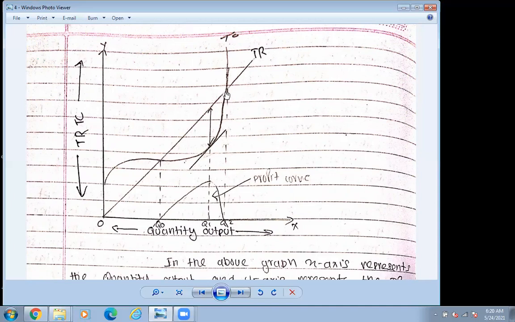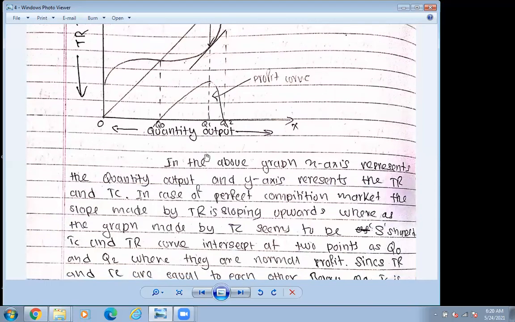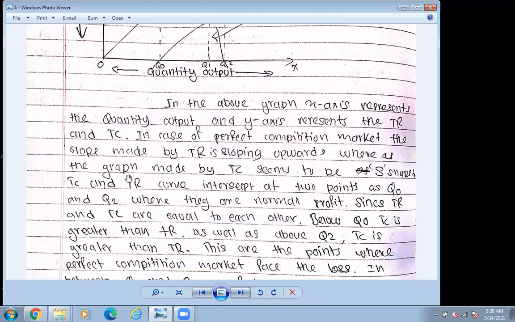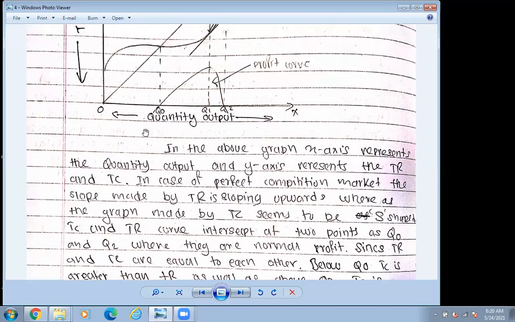So this is the point where you call it an equilibrium point, जहाँ तिमीहरुको प्रॉफिट पनि छैन लस पनि छैन. अनि यो पोइन्टलाई भन्छ तिमीहरु नर्मल प्रॉफिट, okay. So we call this point and this point normal profit, so Q0 र Q1 भनेको this is the point of normal profit, okay. So Q0 र Q1 मा ठोकेको छ, so this is called the normal profit since TR and TC are equal to each other. So since they are equal to each other, that's why they are called the normal profit.